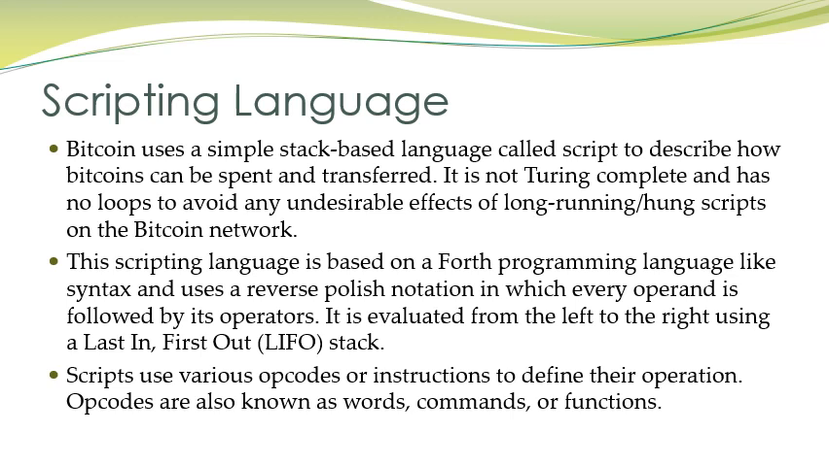Bitcoin uses a simple stack-based language called script to describe how Bitcoins can be spent and transferred. And this scripting language is not Turing complete. That means there are no loops, to avoid any undesirable effects of long-running or hung scripts on the Bitcoin network. So this scripting language is a very simple language. There are no loops, because loops may have undesired effects. Some programs, some transactions may go in a loop. To avoid such things, the scripting language doesn't use loops.